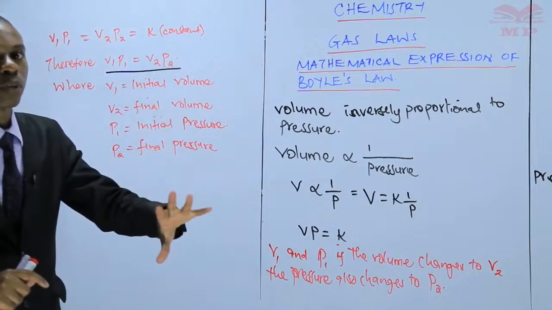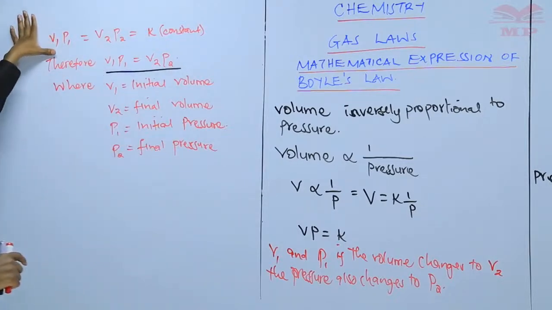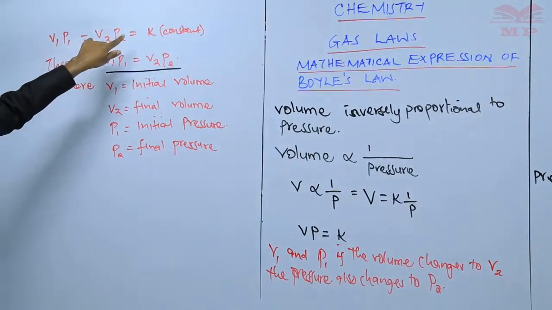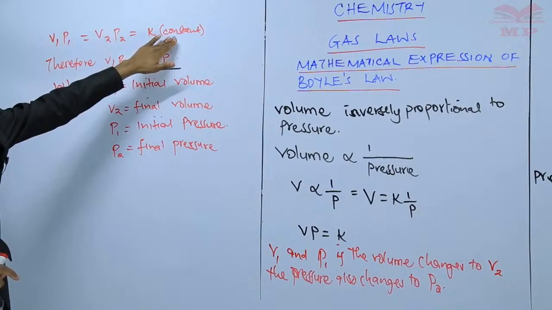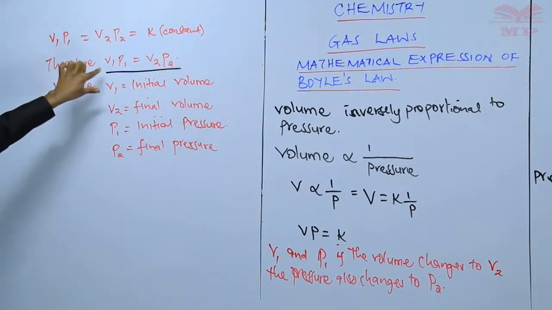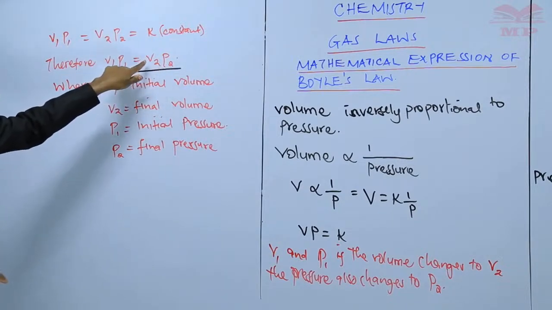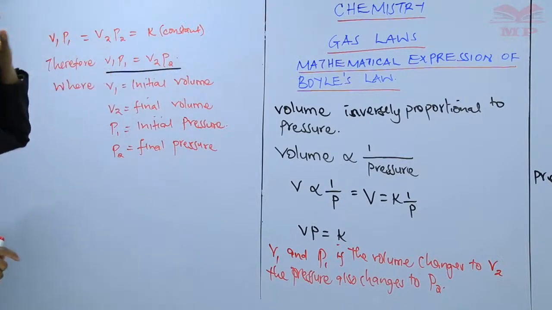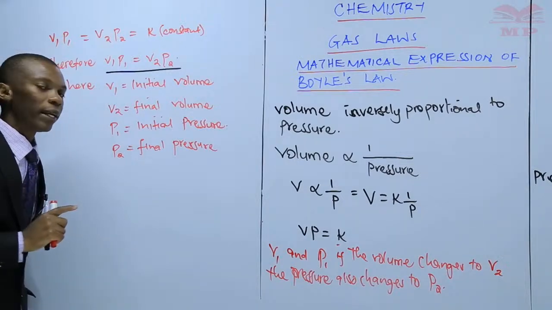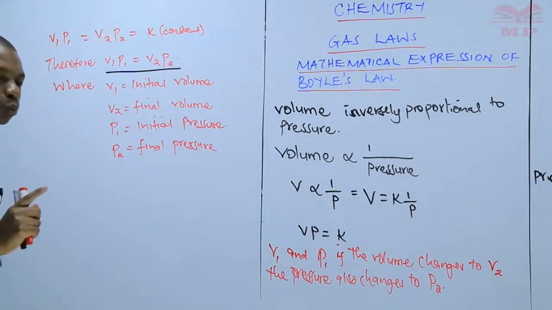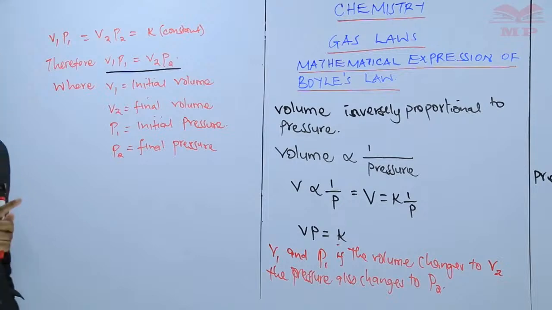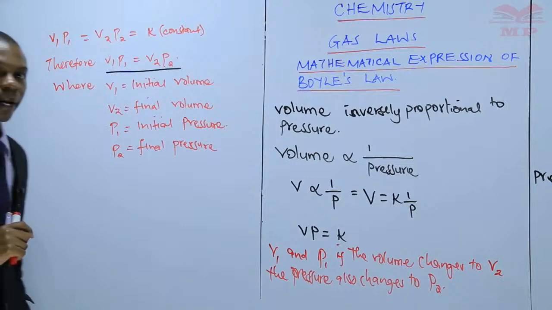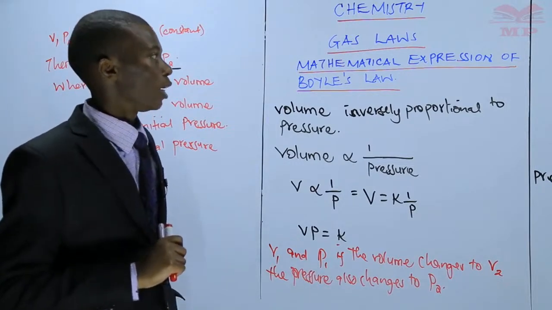And that is now where we have come up with this expression that V1 P1 equals V2 P2, which is equal to a constant. And therefore, we have said that V1 P1 equals V2 P2, where V1 is the initial volume, V2 is the final volume, P1 is the initial pressure, and P2 is the final pressure. Get that very clearly. That is the end of our lesson.